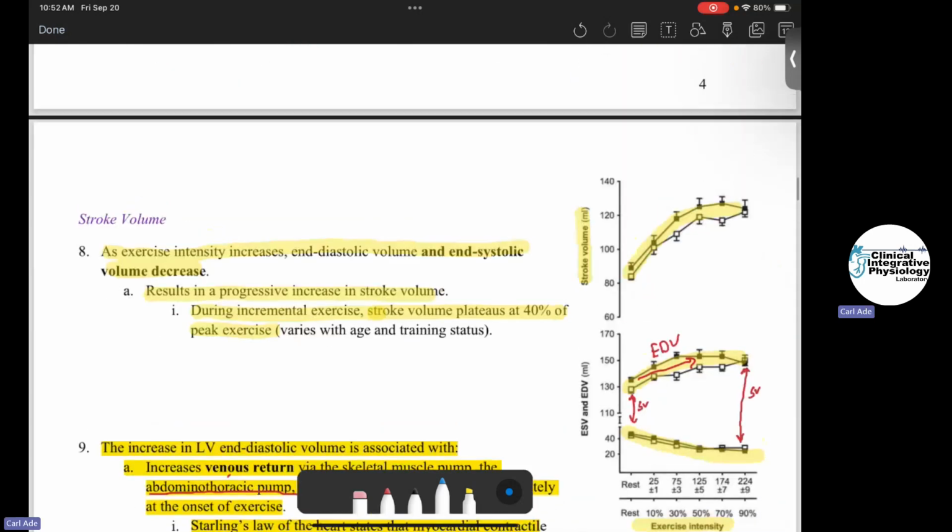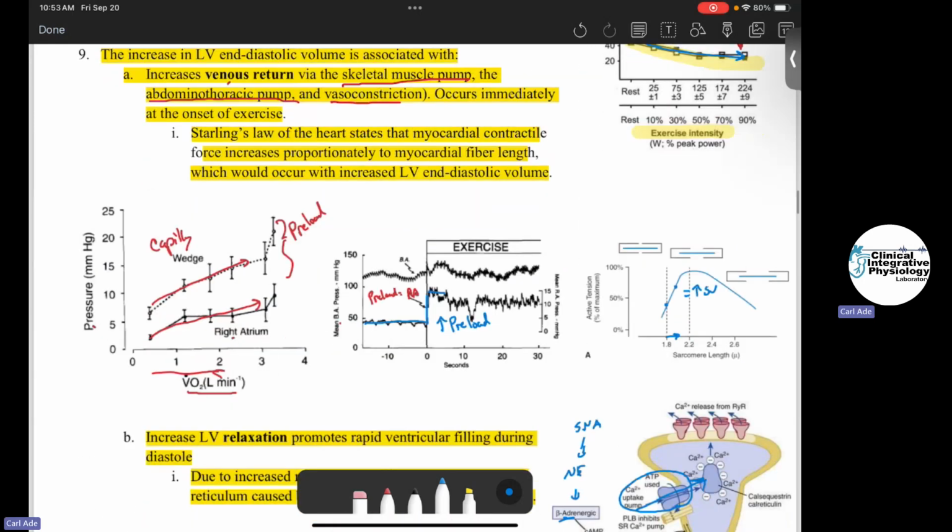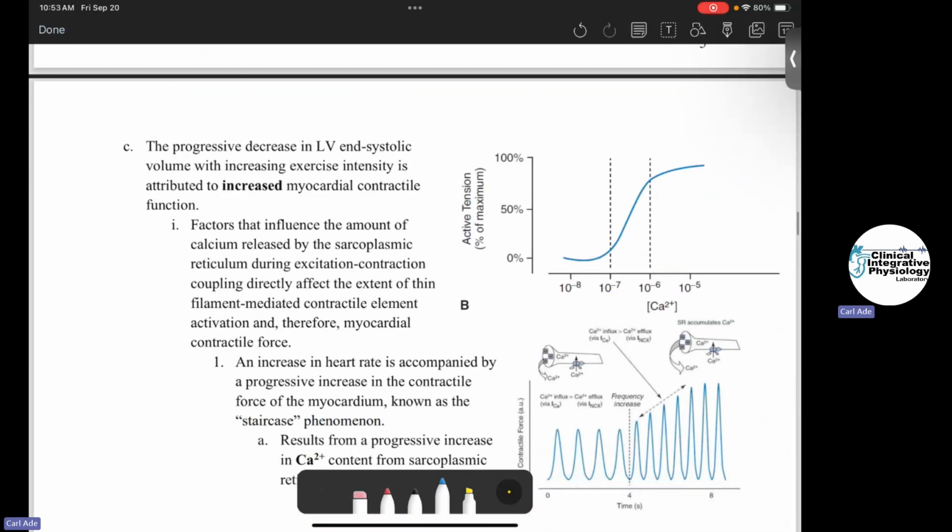What about the other side? We've got our end-systolic volume. We want that to get smaller, lower during exercise. We're ejecting more blood as we exercise. So that progressive decrease in systolic volume is achieved by increasing myocardial contractile function, or contractility.